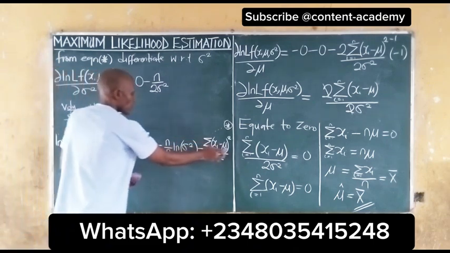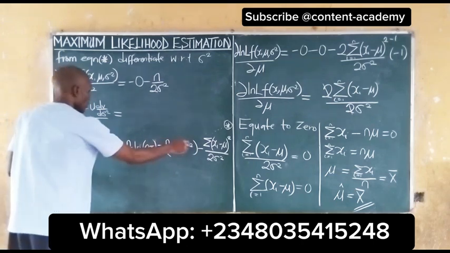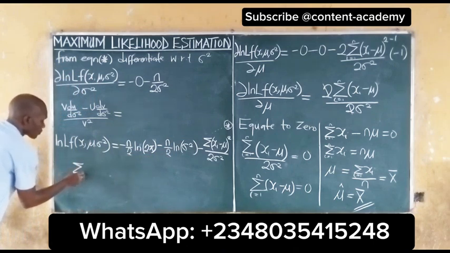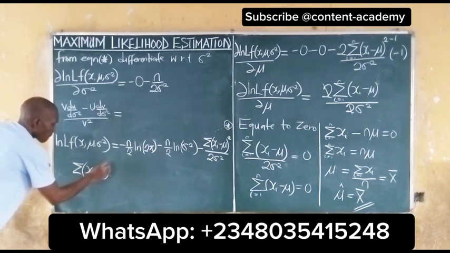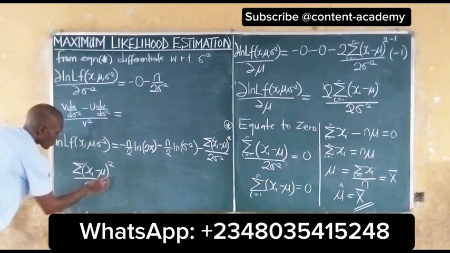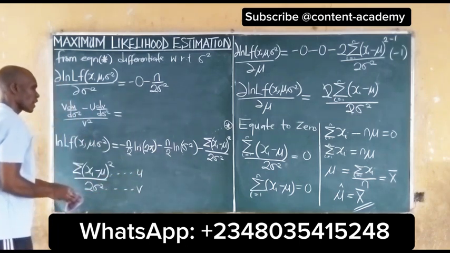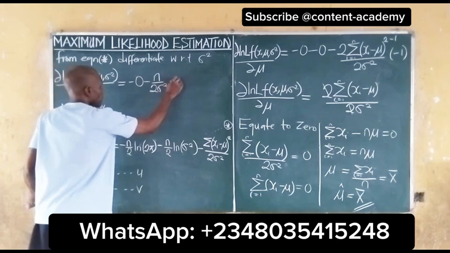Let's take this to be our u and this to be our v. So we are differentiating. Let's write it out: summation of (xi minus mu) squared all over 2 sigma squared. So this is our u and this is our v. Now we can easily remember there is a negative sign here.